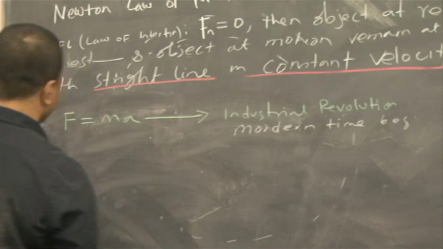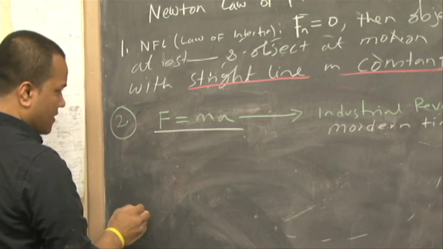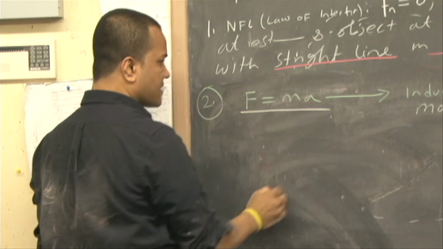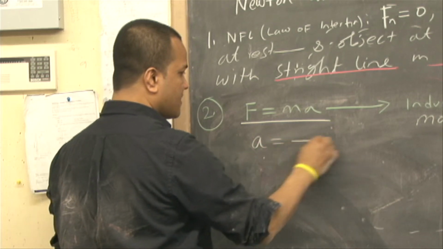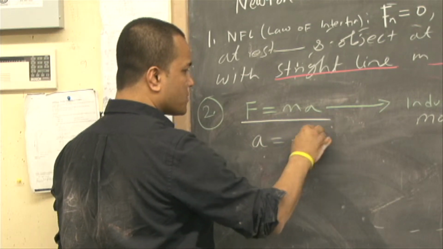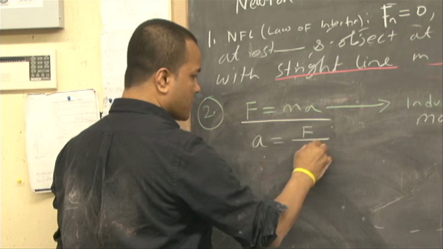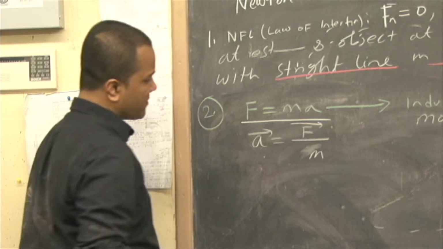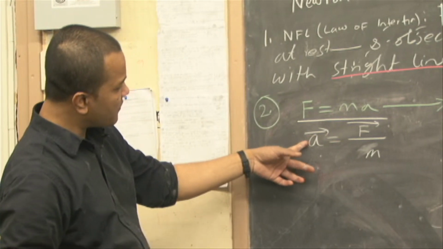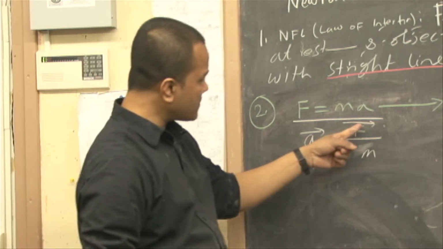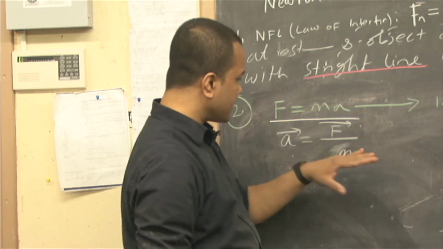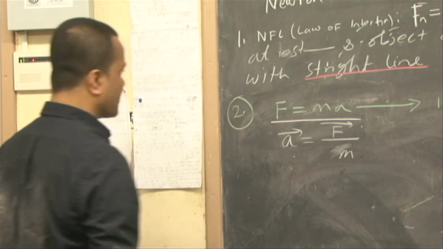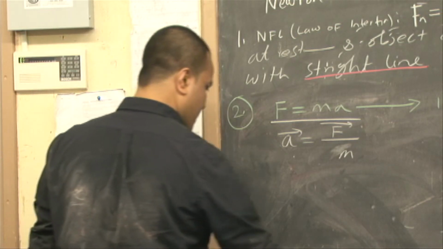Okay, so what does Newton's second law tell us? It tells us that force is proportional to mass times acceleration, or acceleration is proportional to the force and inversely proportional to the mass. Acceleration, as we talked about before, is a vector quantity. Force is a vector quantity, but mass is not a vector quantity. Mass doesn't have more than one component.